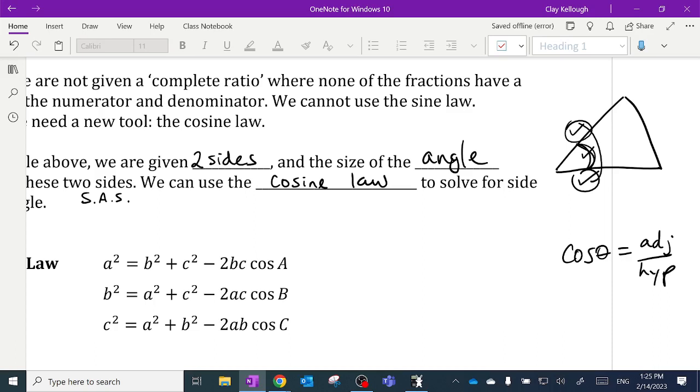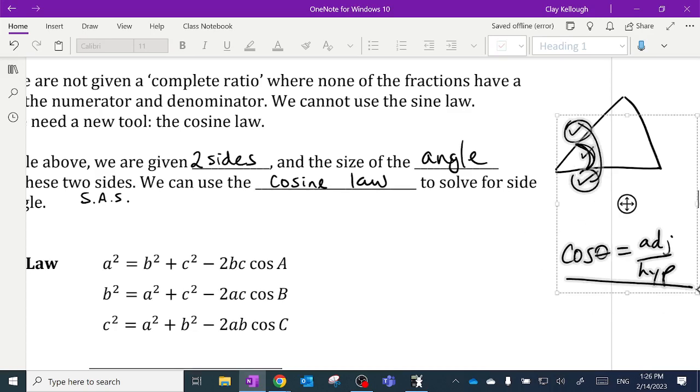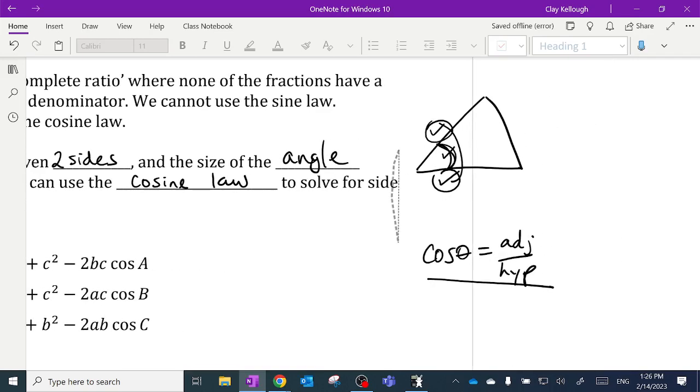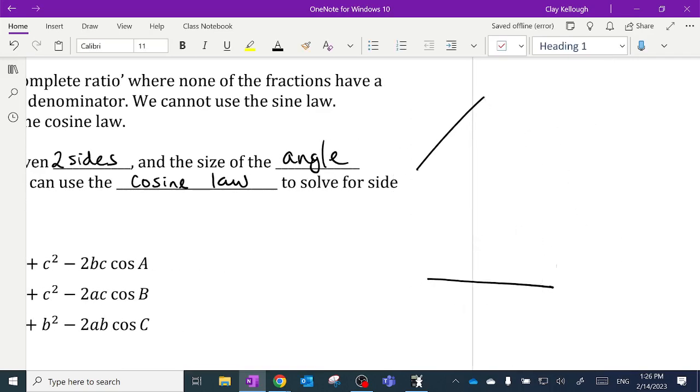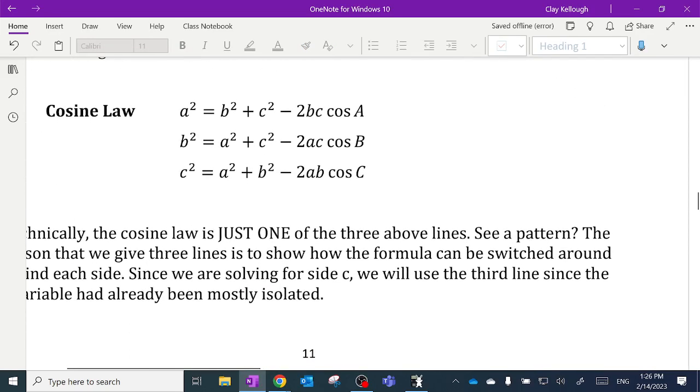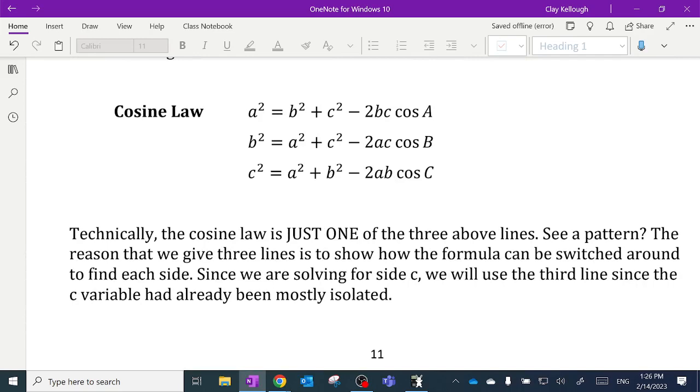And this formula just happens to be what you get if you combine Pythagoras and SOHCAHTOA's cosine ratio. Oh, that didn't work. Hold on. Let me erase all that. Still didn't work. There we go. All right, let's go back to the example. So the cosine law is any version of that formula.